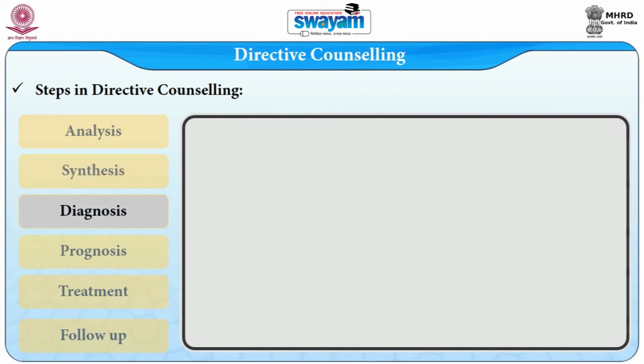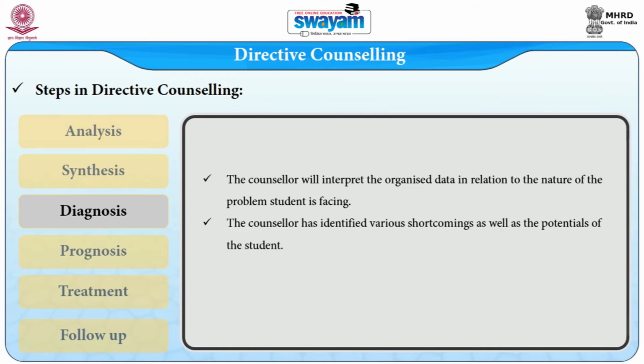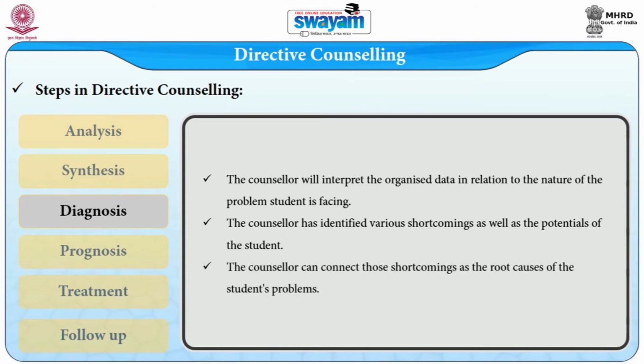Next step is diagnosis. In the diagnosis stage, the counselor will interpret the organized data in relation to the nature of the problem the student is facing. In the previous stage, the counselor has identified various shortcomings as well as the potential of the student. Here in this stage, the counselor can connect those shortcomings as the root causes of the student's problems.